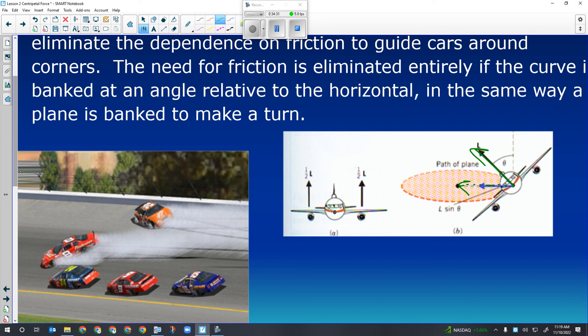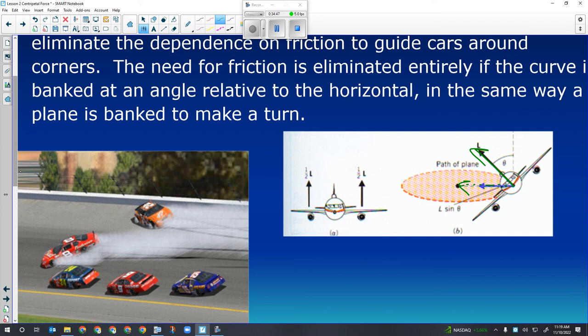Okay, does that sort of make sense? So when we bank, all we're doing is using another force. We're turning a force we already have so that it has a component that points back towards the center and allows us to turn. That's the purpose of banking a road or banking a plane.